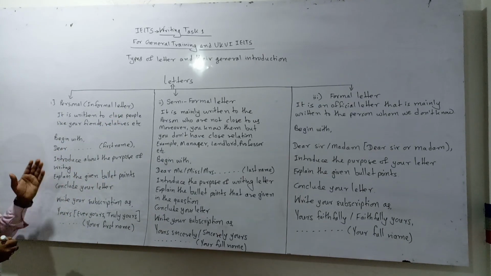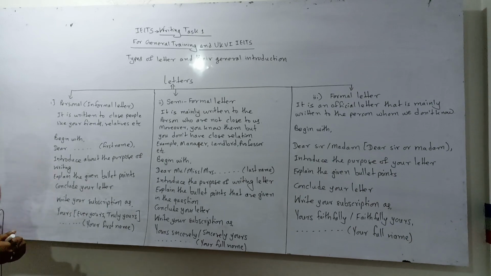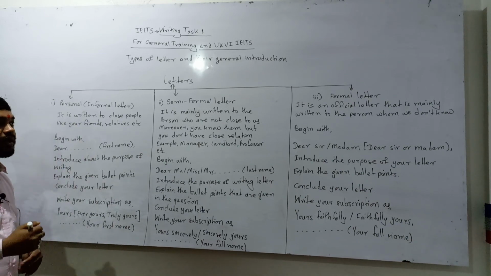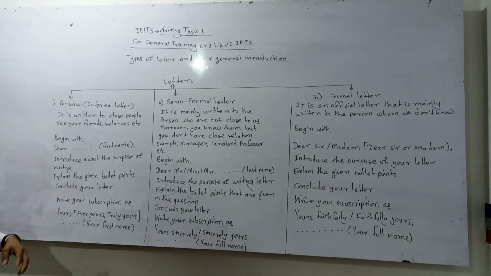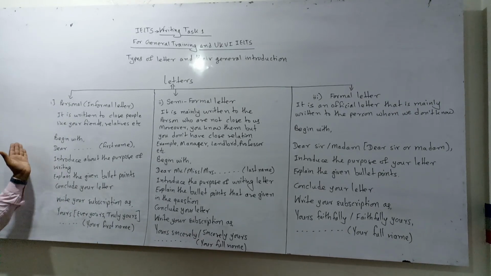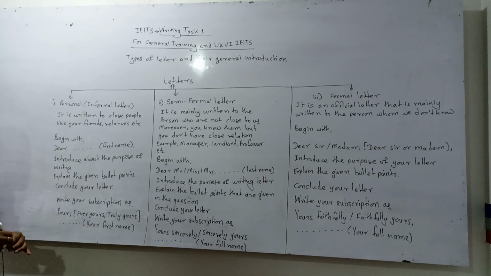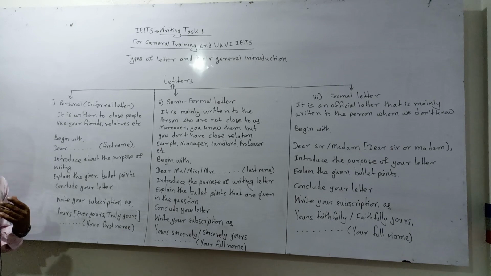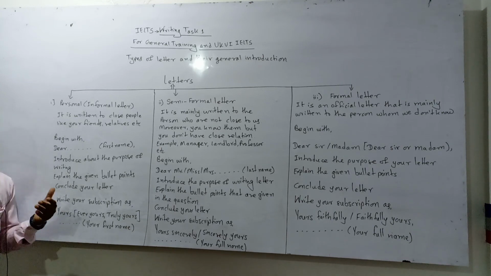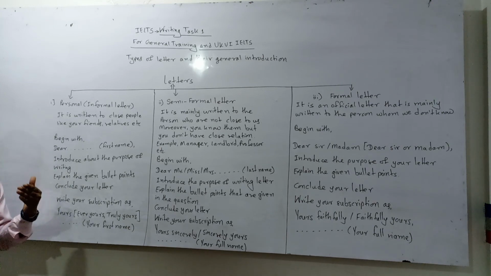1. Personal, that is also called informal letter. 2. Semi-formal, and the third is called formal letters. Okay, let's go in detail from first to third. Personal letter is written to personal relations. It is written to close people like your friends, your parents or your relatives, with whom you have a good relationship and can talk to or meet every day.